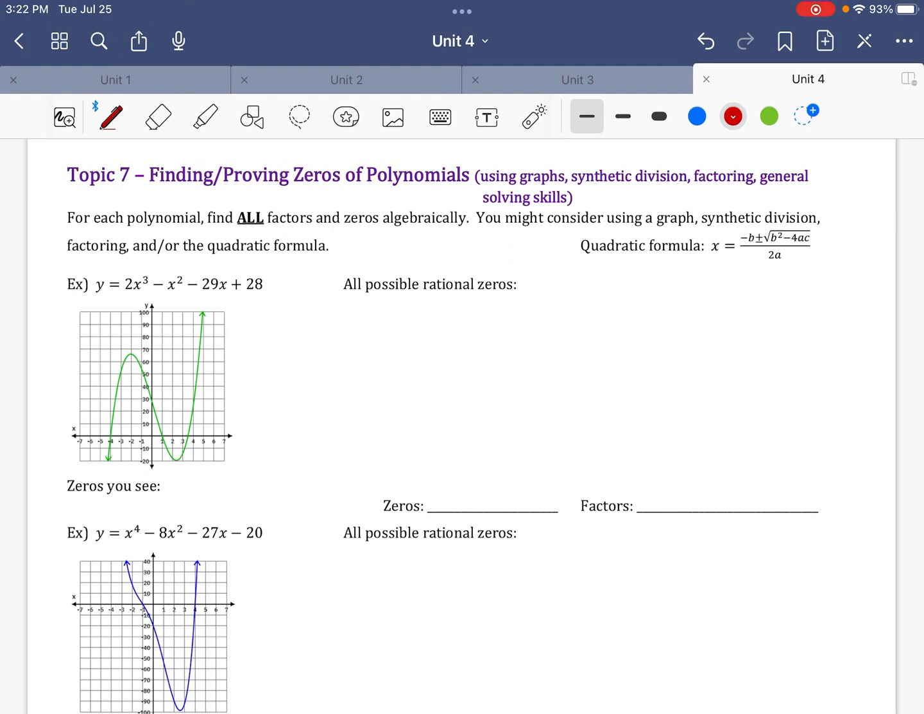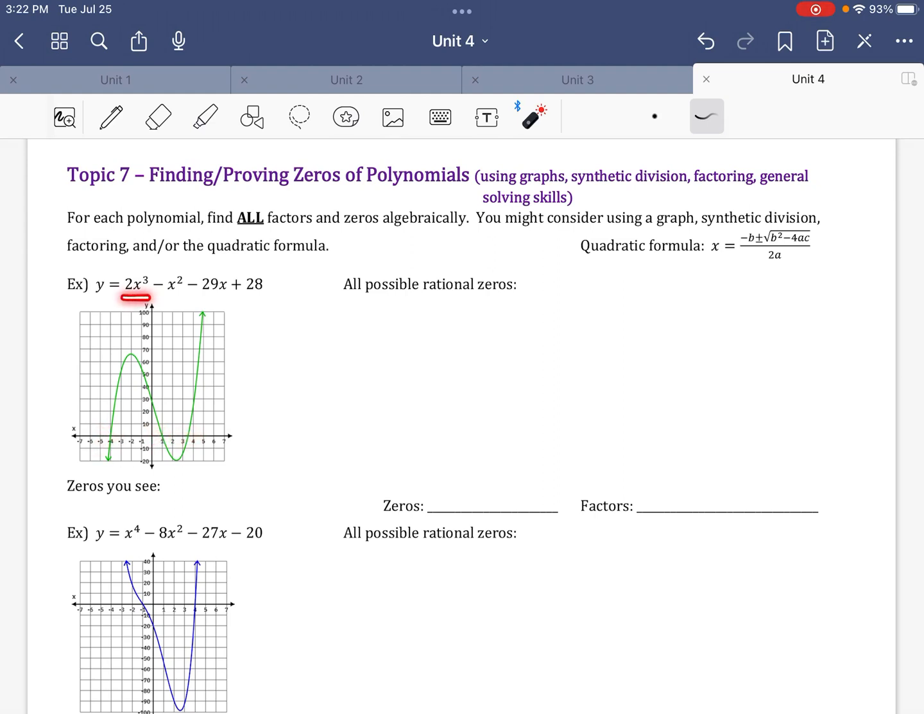All right, so here we're going to work on finding and proving zeros of polynomials. We'll be using the graphs, synthetic division, factoring, and basic solving skills for quadratics for the most part. Here's our quadratic formula. So if you're allowed, you should begin looking for solutions to a polynomial by looking at the graph.